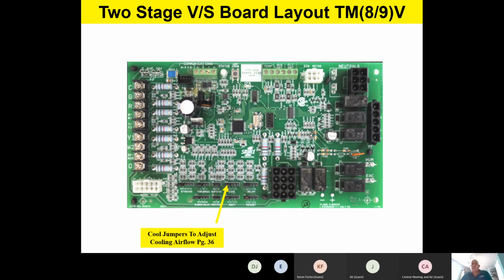So we always want to set our variable speed control boards up on our variable speed furnace and our variable speed air handlers for that matter. If you have a variable speed air handler, you want to make sure and set them up for 400 CFM per ton of cooling based on the size of the outdoor unit.